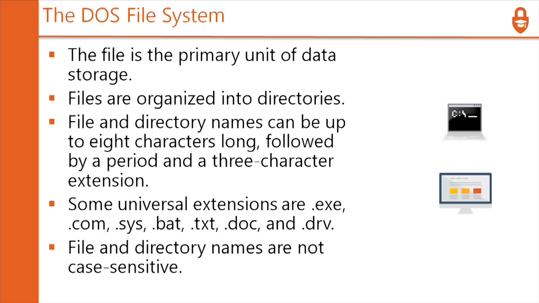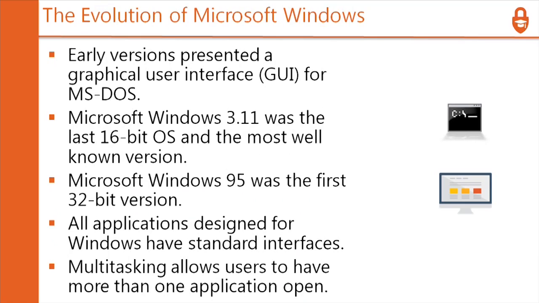And the DOS file system. The file is the primary unit of data storage. Files are organized into directories. File and directory names can be up to 8 characters long in MS-DOS, followed by a period and a 3-character extension. We know today that these can be up to 255 characters long. Some universal extensions are exe, com, sys, bat, text, doc, and drv. File and directory names are not case sensitive in MS-DOS.